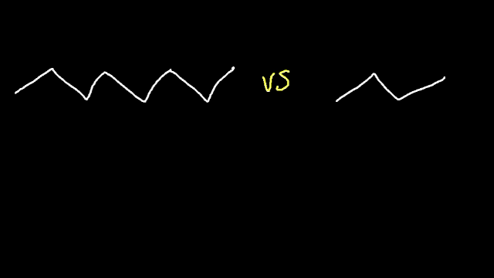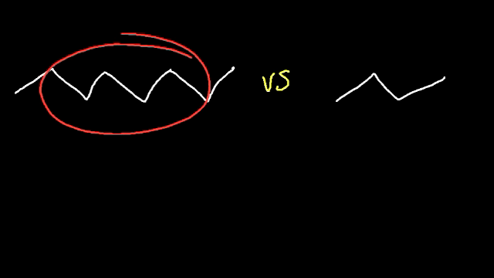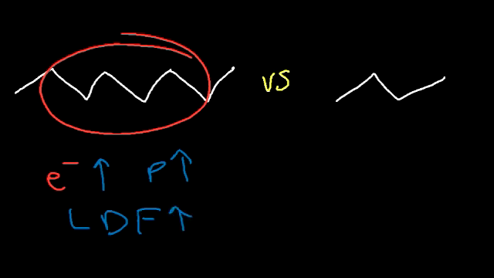Now, what about octane compared to butane? Which one has the higher boiling point? It turns out that it's octane because octane is bigger, and since it has more carbon atoms, it has a higher molar mass and therefore more electrons. As you increase the electrons, the polarizability goes up, which means that there's more London dispersion forces. And so octane has a higher boiling point than butane. So typically, the structure that has more carbon atoms usually has a higher boiling point.